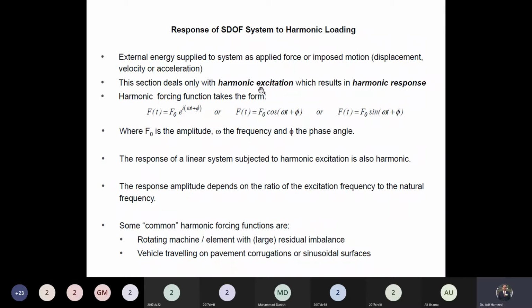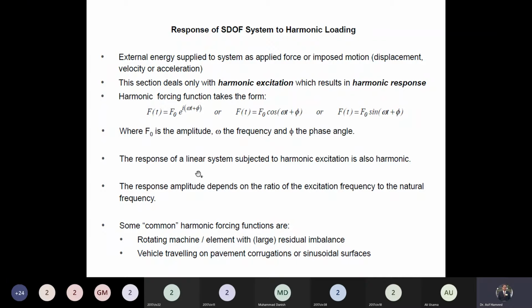Simplest kind of loading is the harmonic loading, and these are different forms of the harmonic loading. I will quickly overview these slides because we have already discussed in detail in the class. This is the exponential form, cosine function, or the sine function. F naught is the amplitude of the harmonic loading. Omega is the frequency of the applied loading. Phi is the phase angle.